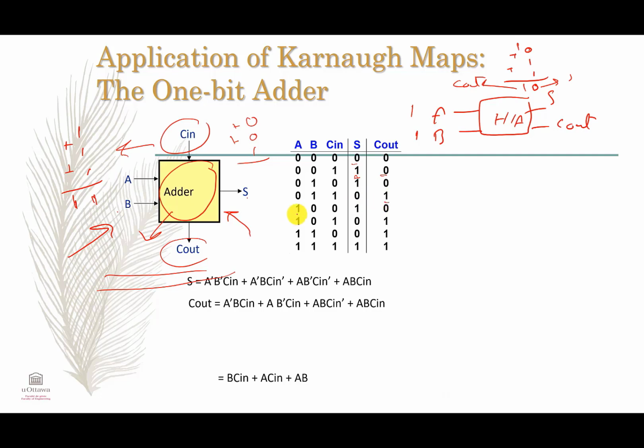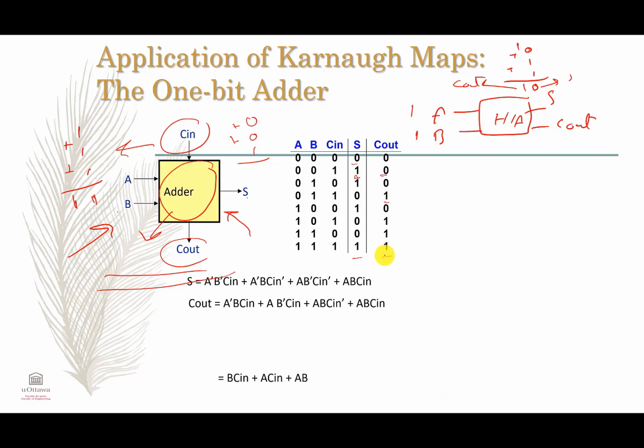And here it's gonna be just the sum because I have just 1. And here it's gonna be just the C out because I have 2. And here it will be just the C out because I have 2. And here I have the case of 1 plus 1 plus 1. Then I will have a sum and I will have a carry out, okay?